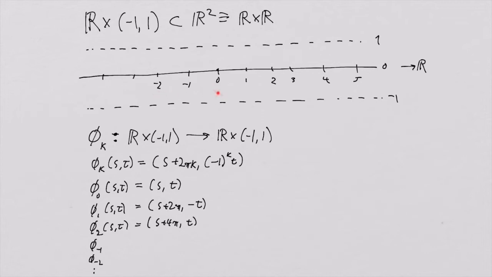So it'll just take that point and move it there. Phi 3 would take that point, move it there, and flip it. So it would kind of take this point and move it to there. Phi 4 would move it to here. Phi 5 would move it to here. Phi 6 would move it to there.